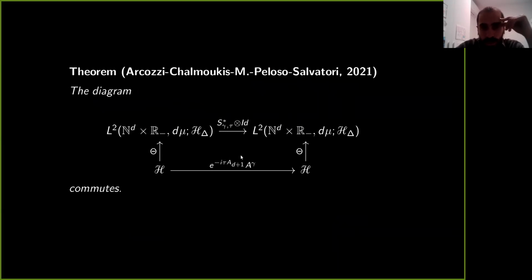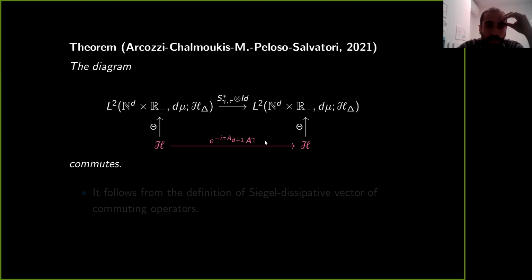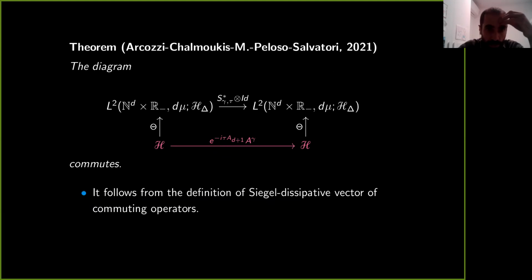And now I will try to tell you a little bit about what the objects in this diagram are. Here, this is the given Hilbert space, and this is multi-index notation: A to the gamma is E1 to the gamma 1, E2 to the gamma 2, and so on till ED to the gamma D. And this is a bounded operator, which immediately follows from the definition of the Siegel dissipative vector of commuting operators that we used.